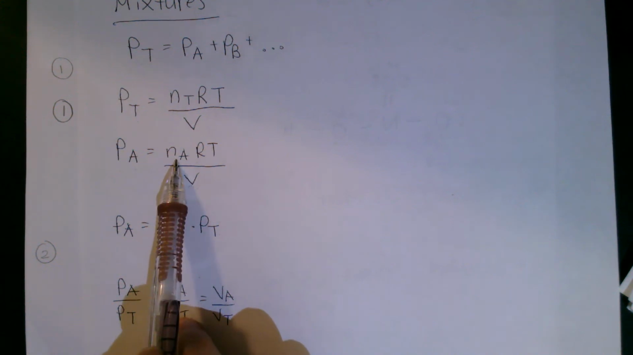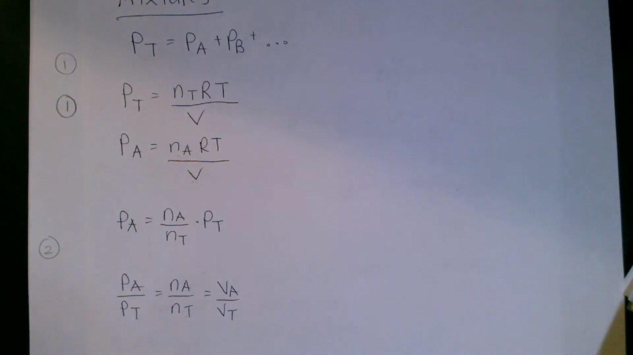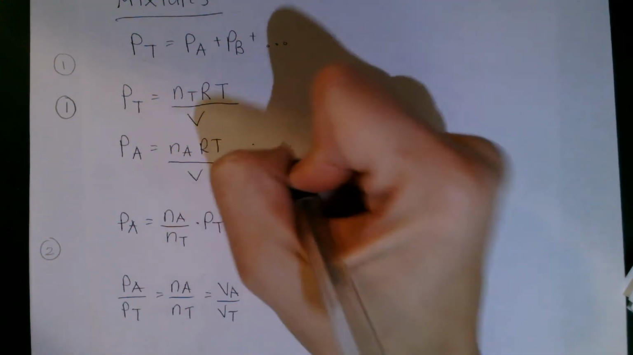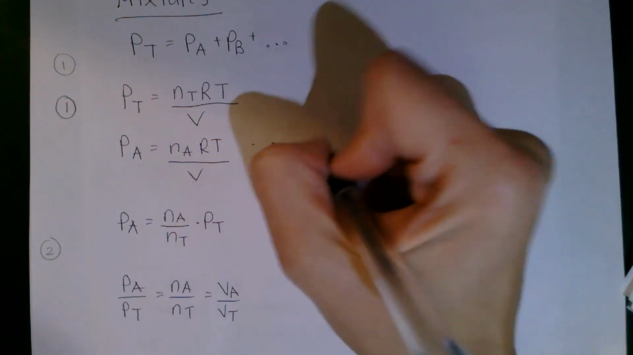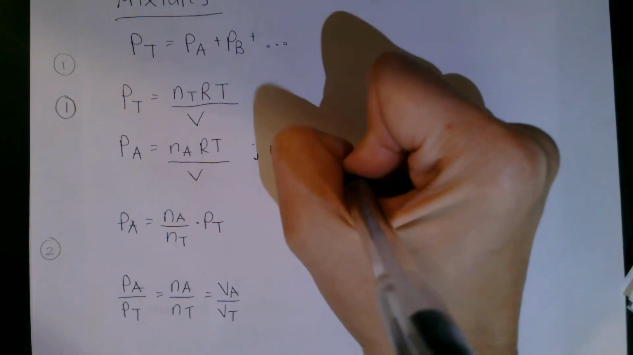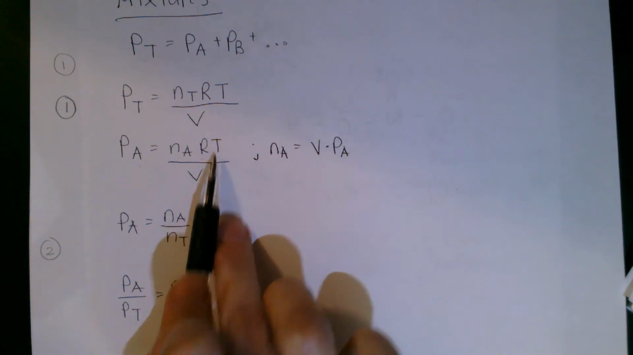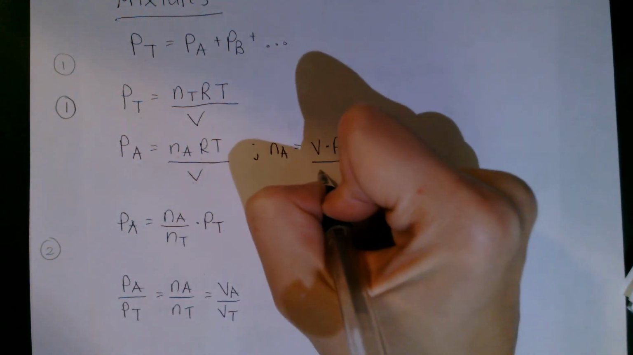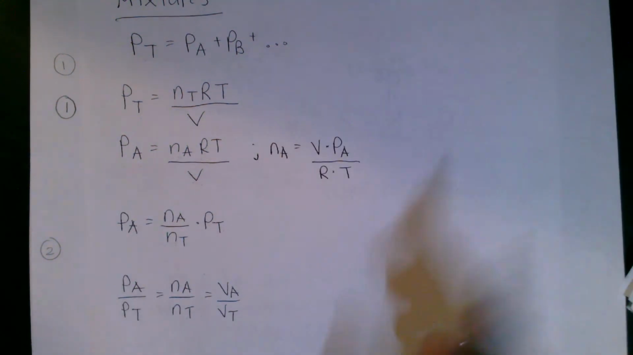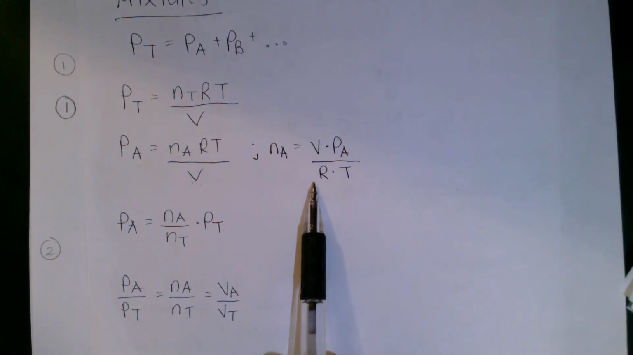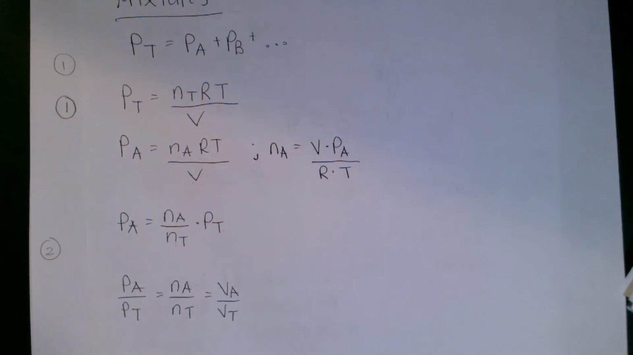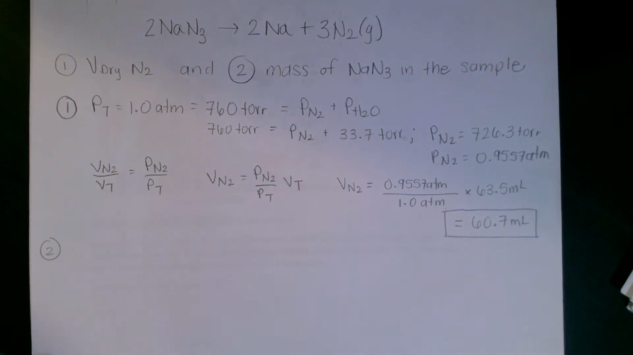Okay, so this looks like our guy. If we do some rearranging of this, we can get the following. If I solve for moles of A, we get n_A equals, multiplying that over, volume times pressure of A, and then we divide by RT. So we're going to have the volume times the pressure of just gas A, over R times T. Okay, so let's plug some values in and solve.